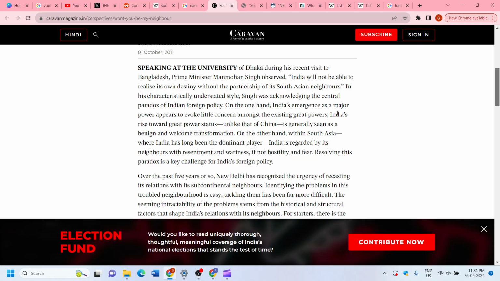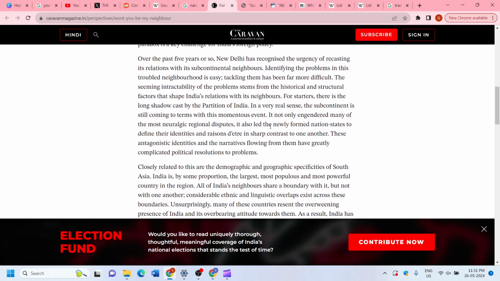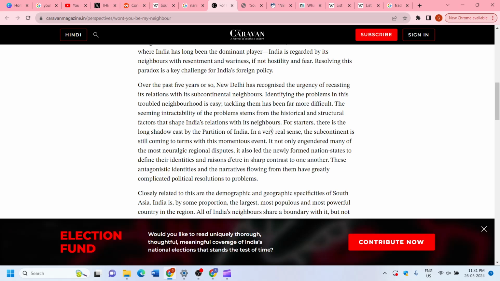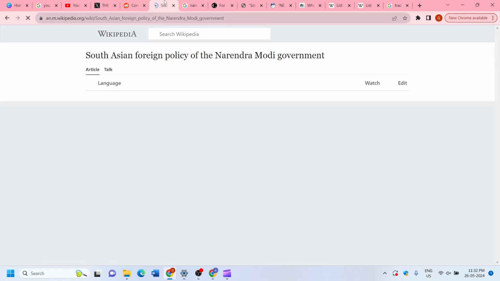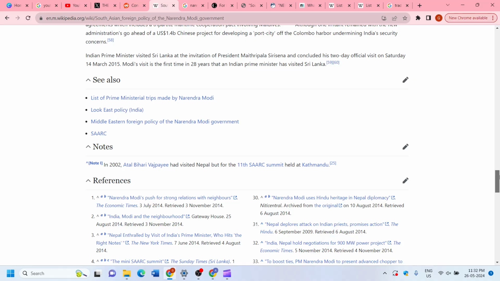India slowly emerged as a major power, but it evoked little concern amongst other existing great powers because India's rise towards great power status, unlike that of China, was generally seen as a benign and welcome transformation. Over the past 5 years or so, New Delhi has recognized the urgency of recasting its relations with its subcontinental neighbors. Identifying the problems in their troubled neighborhood is easy. In a very real sense, the subcontinent is still coming to terms with the partition of India. So that affects relations in South Asia between India and other countries.